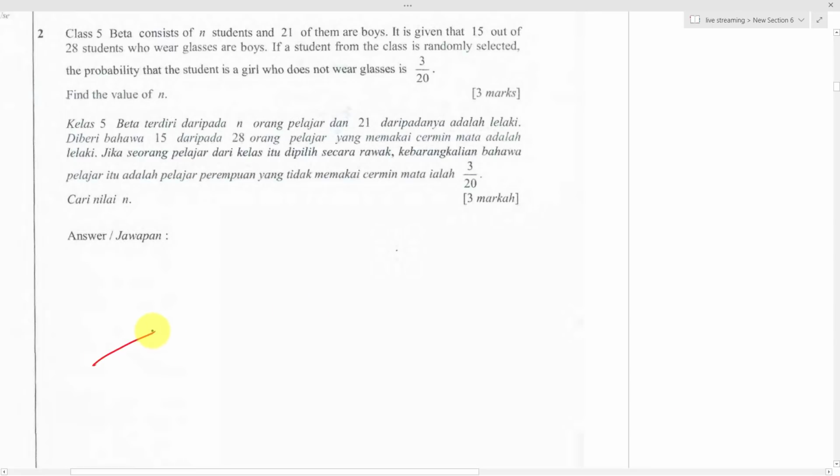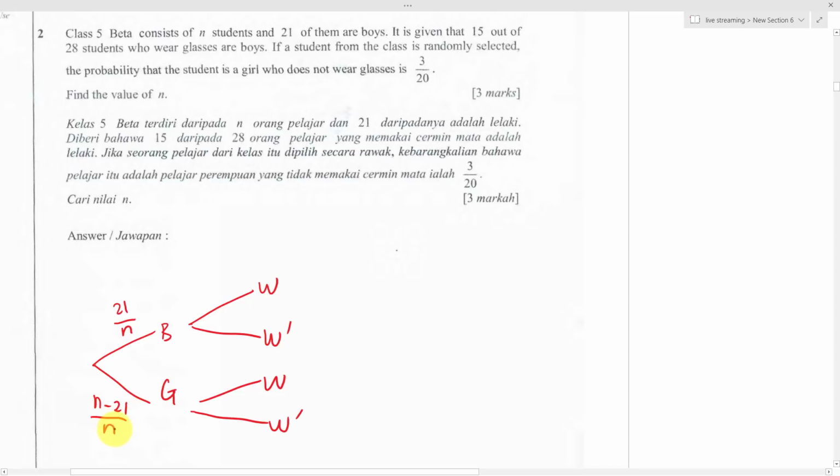Alright, so over here I will do the tree diagram. I have boy and girl, and then I have boy who wears glasses, boy who doesn't wear glasses, girl who wears glasses, and girl who doesn't wear glasses. Here we have some information. First, we have n students, so n will be boys plus girls. 21 of them are boys, so I know boy here is 21. In a tree diagram we normally write the probability, so it's over n. So what's the number of girls here? Total is n, so n minus 21 will be the number of girls.